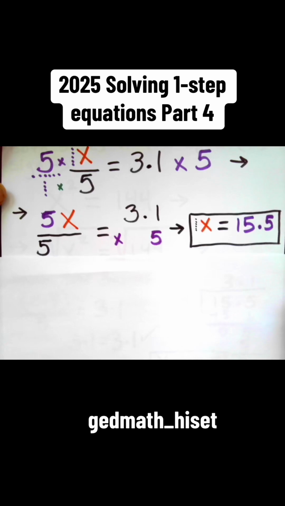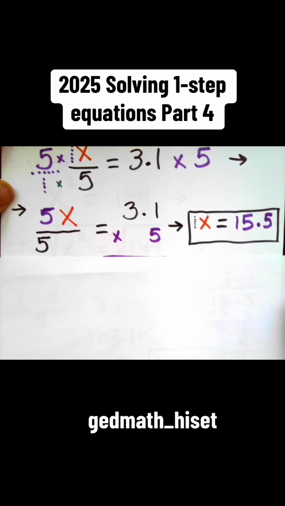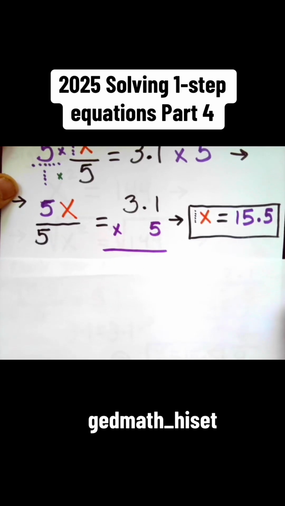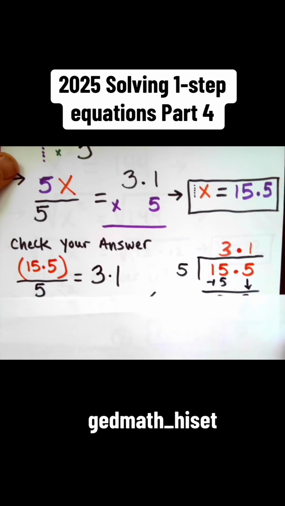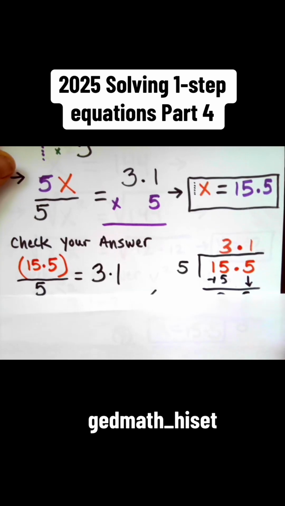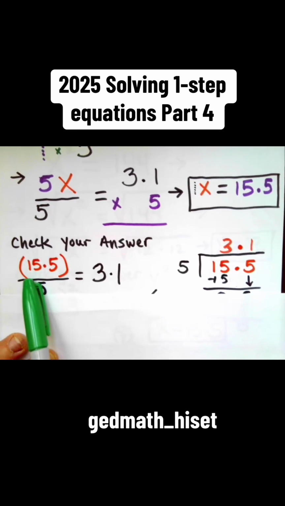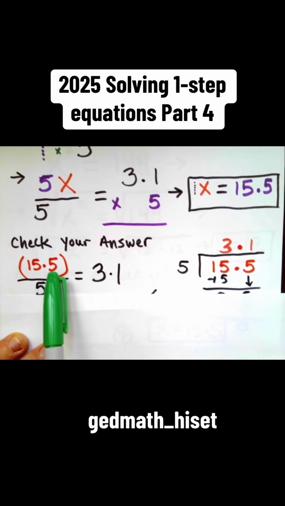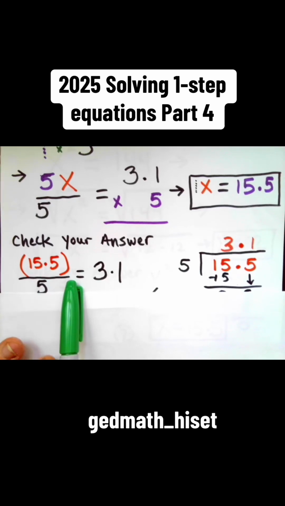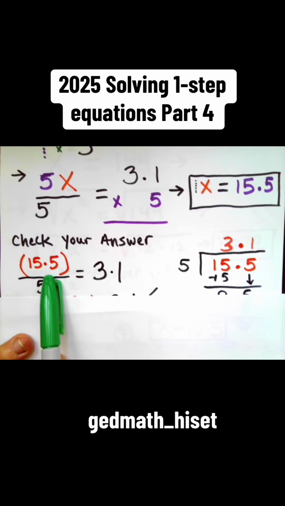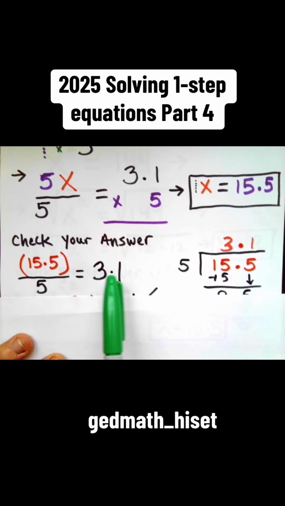So x equals 15.5 or 15 and a half is another way to look at that. I like to check my answer. So I'm going to show you here how I substituted what my value of x is, 15.5, so I could substitute that value where x was in the original problem. Okay. I am going to simplify on the left side. If the left side equals the right side, I know my answer is correct.